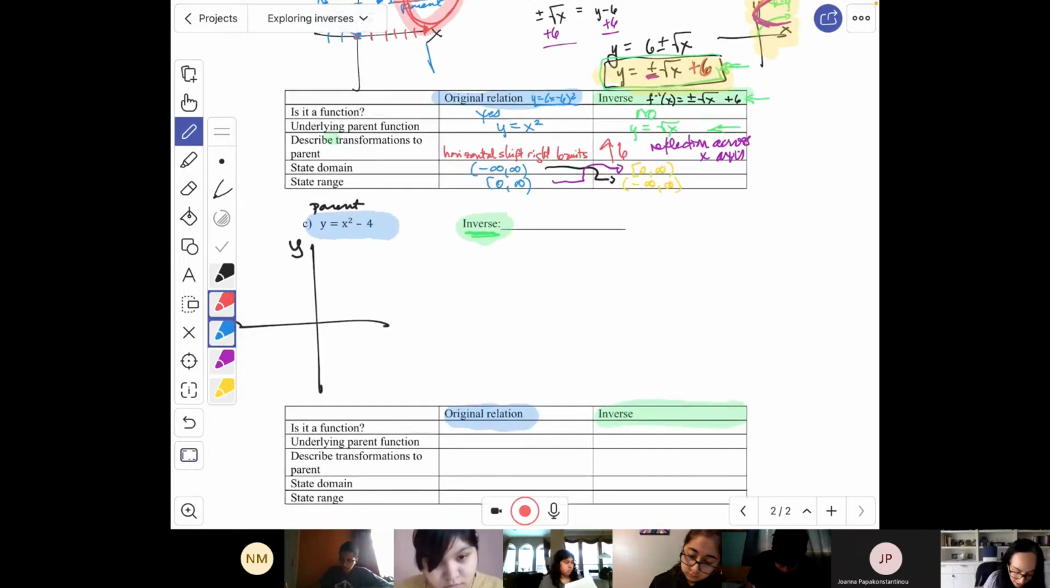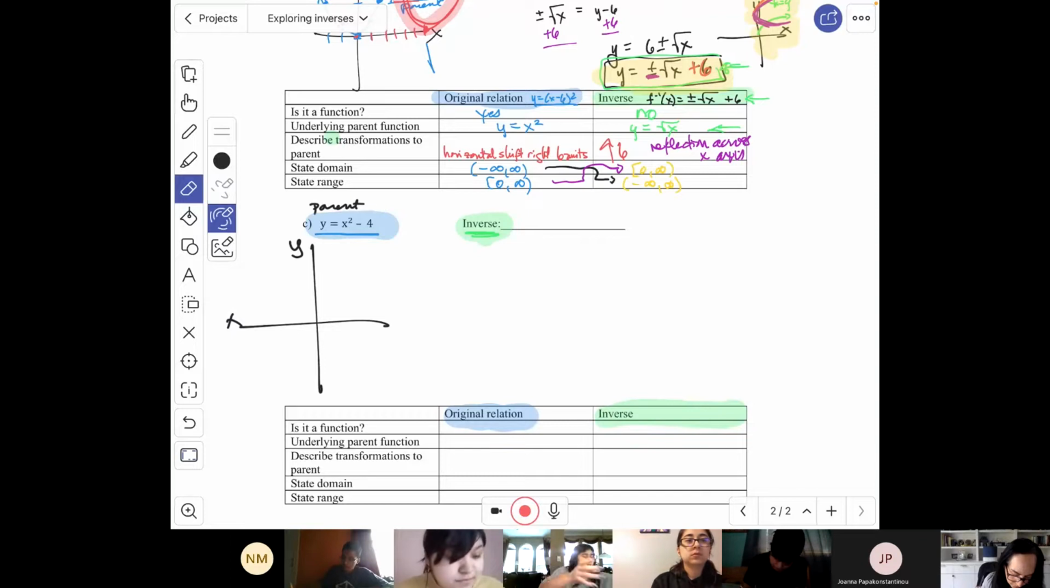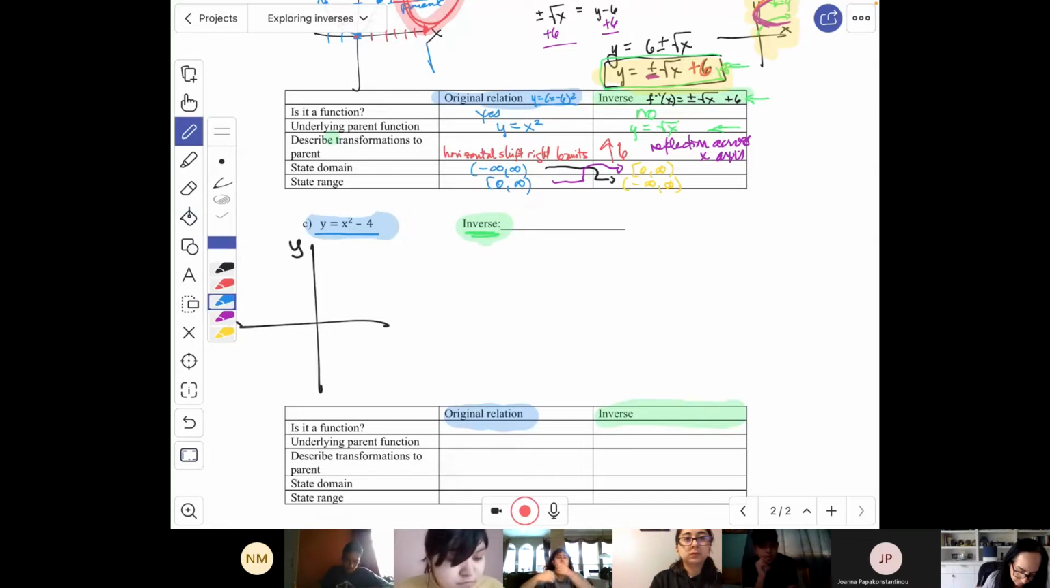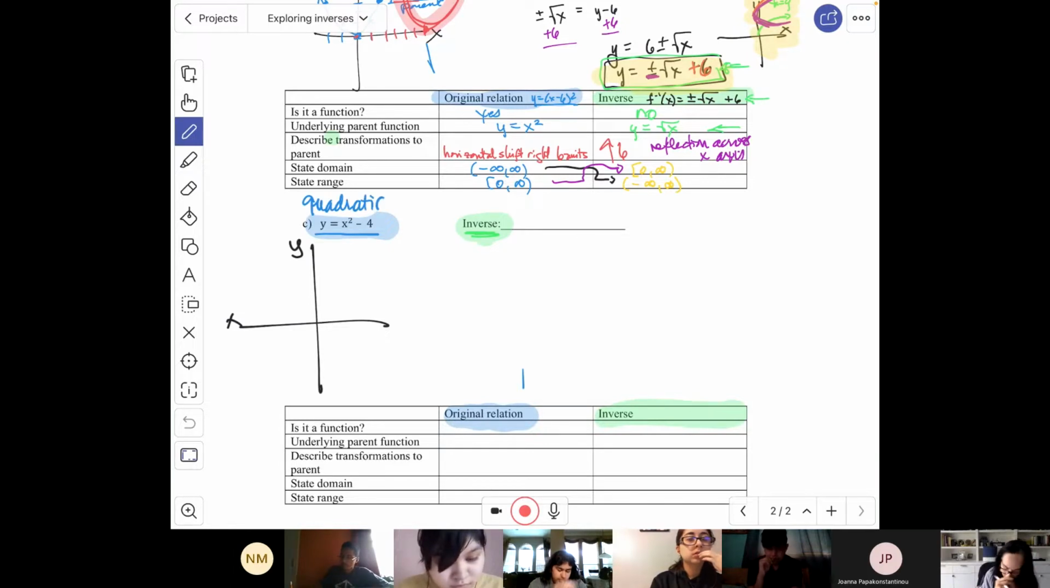All right. So if I am looking at this equation here, first tell me what type of relation that is. How would you describe y equals x squared minus 4? What type of equation is that? Abiella, yes, it is quadratic because the highest exponent of x is 2. So it is a quadratic equation.